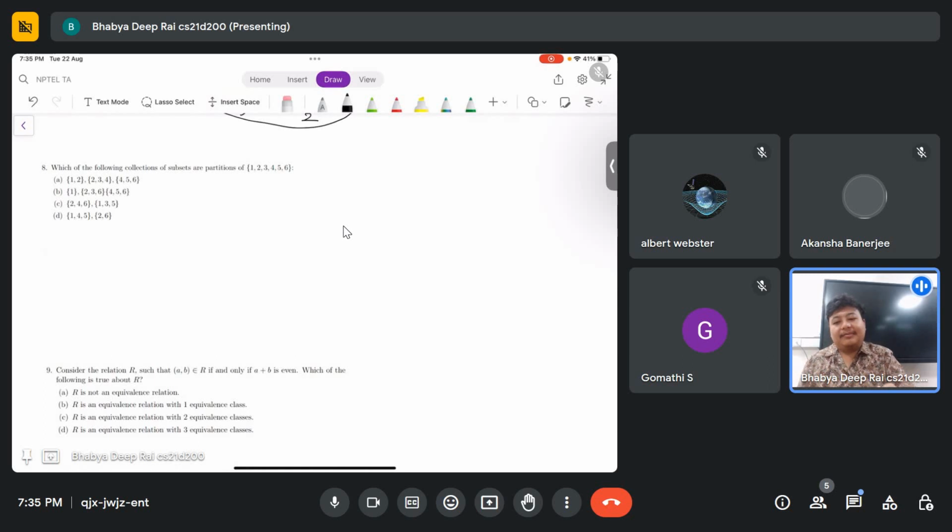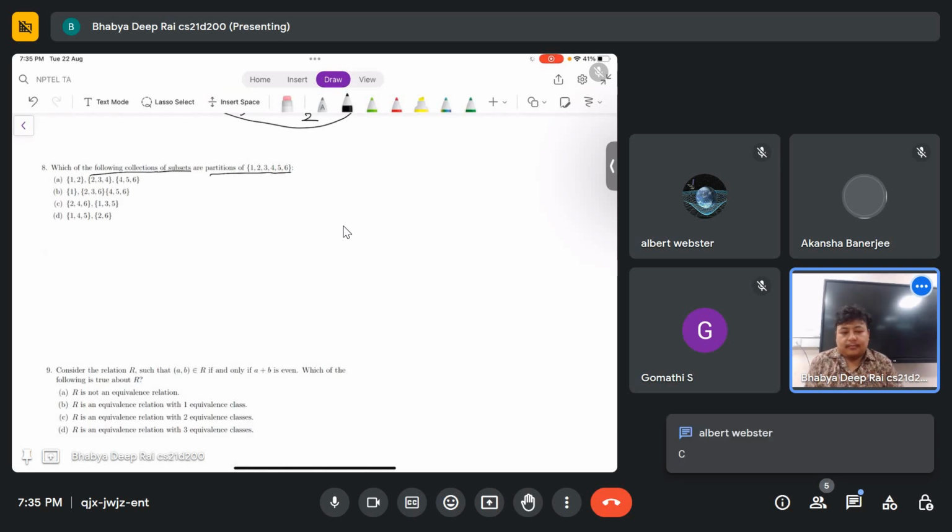So after that quick recap, let's see. The question is, which of the following collections of subsets are partitions of {1, 2, 3, 4, 5, 6}? Yeah, so can you quickly answer this question? This is fairly straightforward. Okay, that was quick. Okay, let's see.